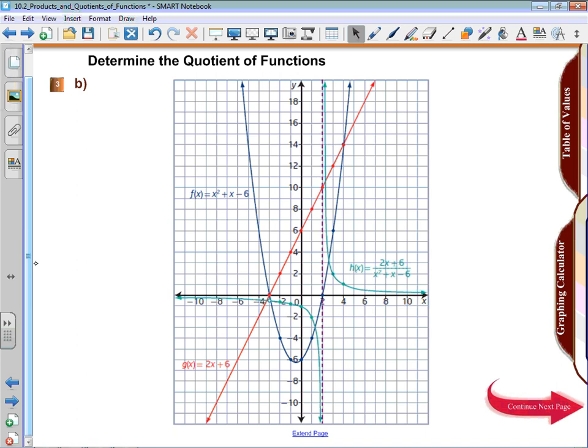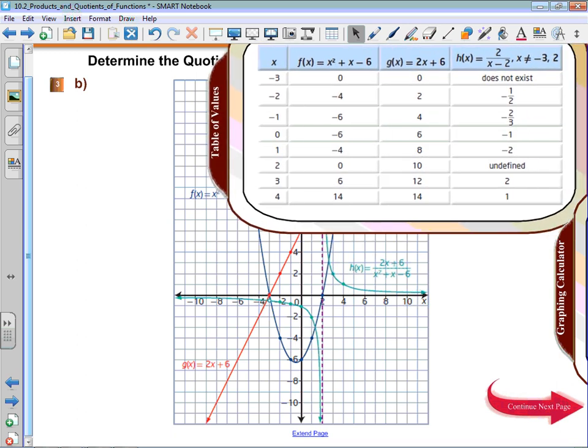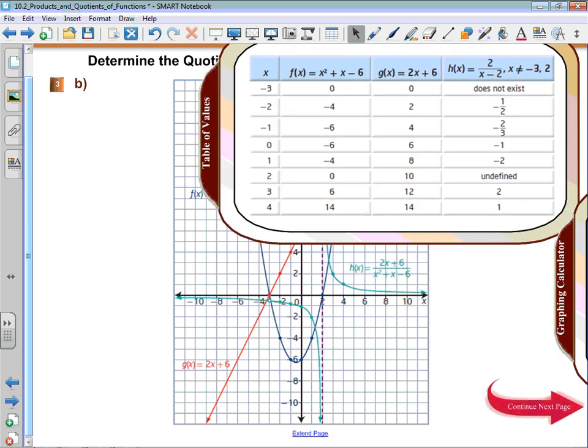Now, I want to pull over this table of values because I think it is important to look at. If we look at f of x and g of x, any x value is good to go. But because f of x was the denominator, anywhere that f of x is equal to 0, which happens in 2 points, right here and right here, we see that h of x does not exist. Now, they put does not exist at -3 and undefined at 2 because -3 is the point of discontinuity, whereas 2 is a vertical asymptote.